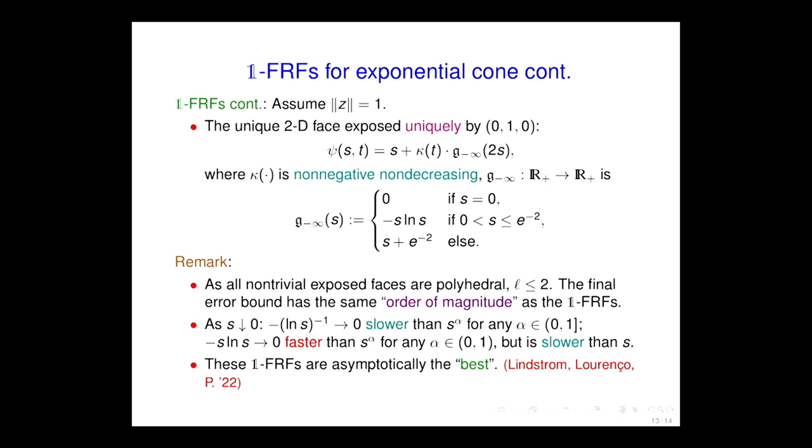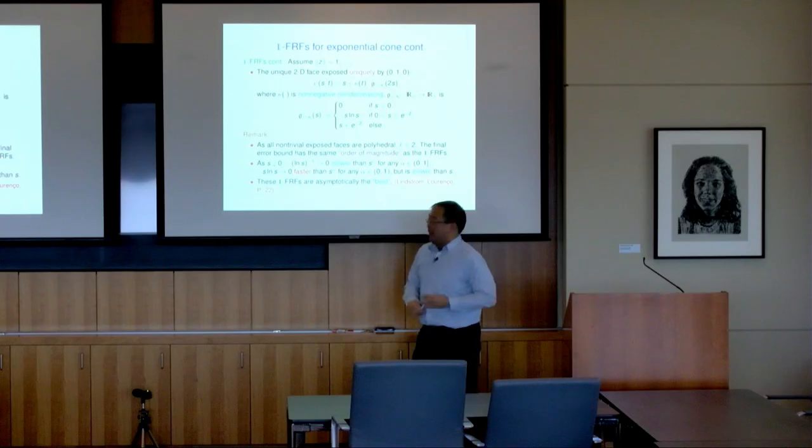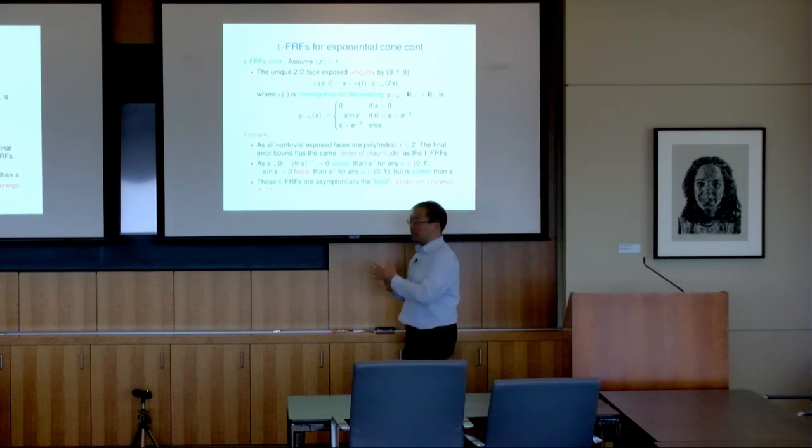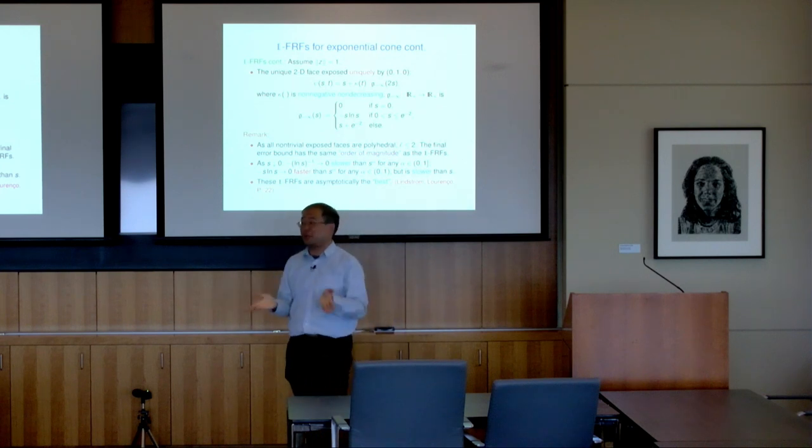Now, this bullet point talks about the comparison of the rates as s goes to 0 for these upper bounds. So this one goes to 0 very slowly. This one goes to 0 faster than any s to the alpha when alpha is strictly between 0 and 1, but it's slower than s. Okay. And these would have implications on the convergence rate and other things when you, for example, try to apply alternating projection kind of methods.